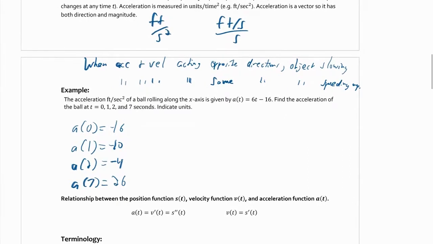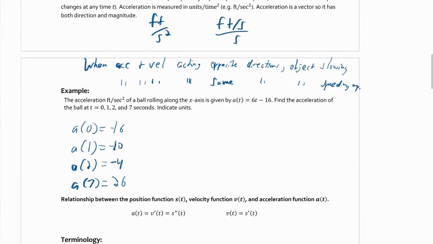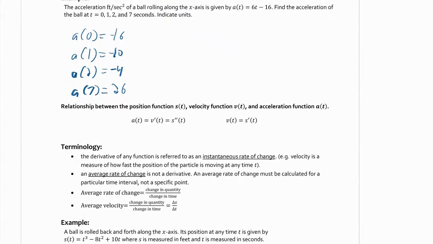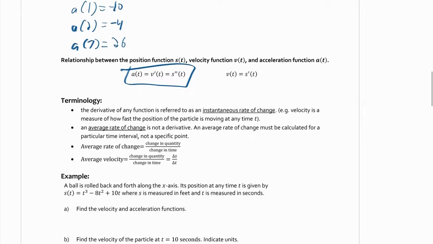So a few little bits here. I know that we've done a velocity and position of all of these, but well, I don't want to get too ahead of myself. Let's keep going. Relationship between the position and velocity and acceleration. We've seen this before. Acceleration is the first derivative of velocity and the second derivative of position. Velocity is the first derivative of position.